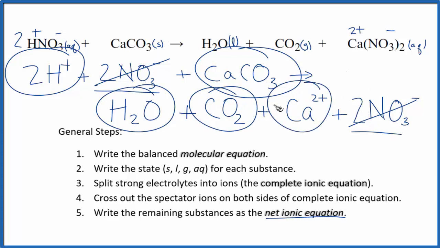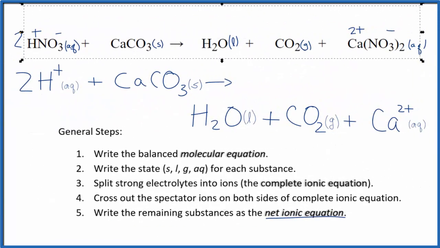Let me clean this up. I'll put the states in, and then we'll have it written nicely. And this is the net ionic equation for HNO3 plus CaCO3, nitric acid and calcium carbonate.